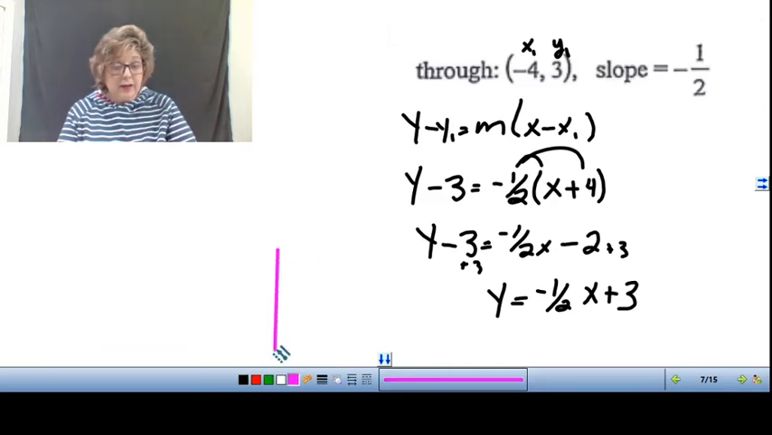It means that if I have a graph over here, I can go to the y-intercept, 3, go down 1, right 2, down 1, right 2. And then I can draw my line, and that will be my equation of the line.